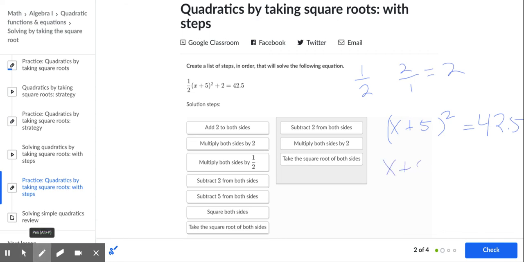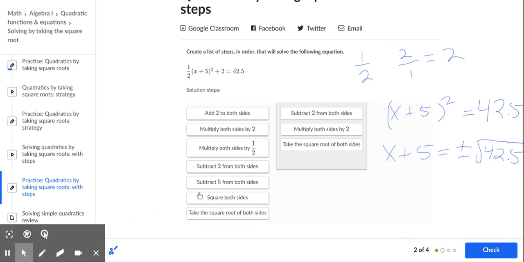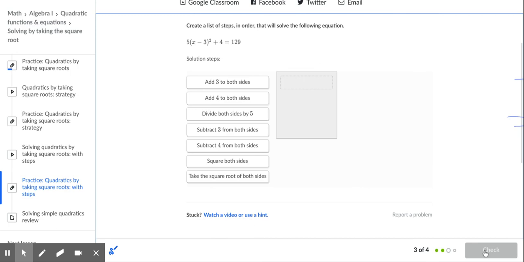So hopefully we can see what we would need to do next. You don't actually need to figure out what the square root of 42.5 is because we're not actually solving this. We're just looking at what the steps would be. So the next thing we would do is subtract 5 from both sides. Remember that if you're actually solving this, you need to split it into the two cases, the positive case and the negative case first, and then subtract 5 from both sides. And that would be the solution.